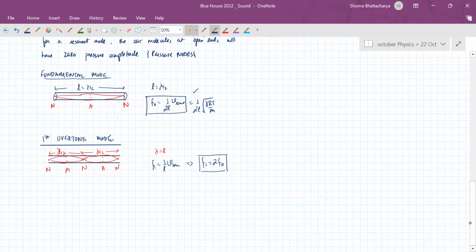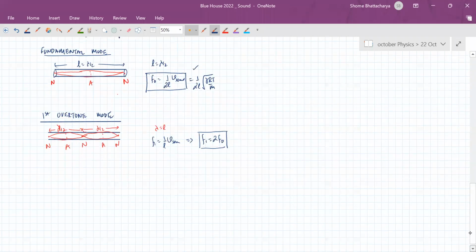Every overtone mode is the next possible member of the sequence of frequencies. So fundamental is like the zeroth overtone, you can say. Okay, but we call it fundamental. First overtone is the next highest frequency. Second overtone is the next highest frequency. So it's a sequence of resonant modes. And each one of higher frequency is the next highest overtone, like that.